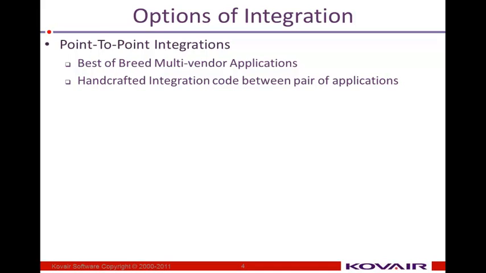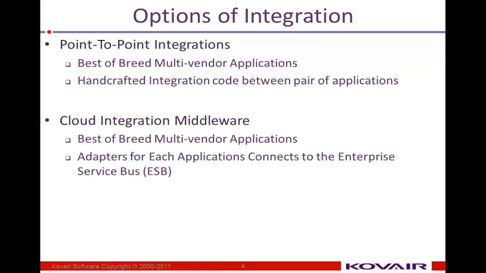Now, one good thing about point-to-point integration is that it is best of breed, so you can actually take the multi-vendor applications and then integrate them. But one of the biggest challenges of point-to-point integration is its complexity, because you have to create a handcrafted integration between every pair of tools or every pair of applications. The other option is basically a middleware using an Enterprise Service Bus.